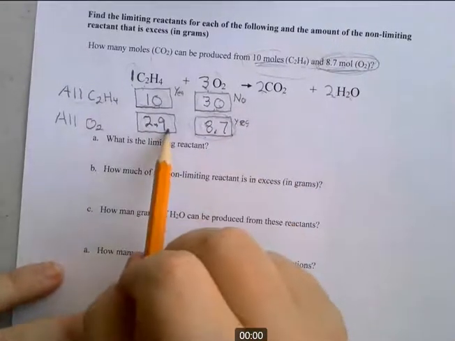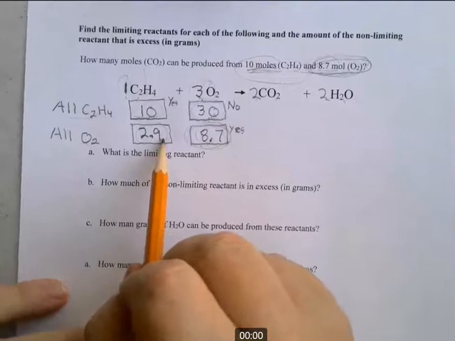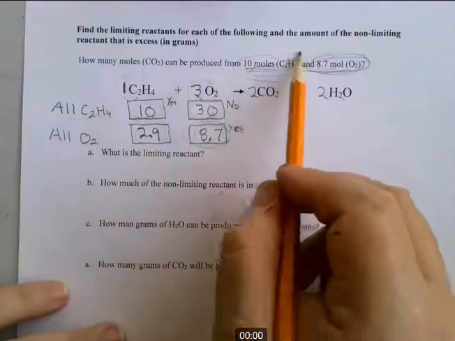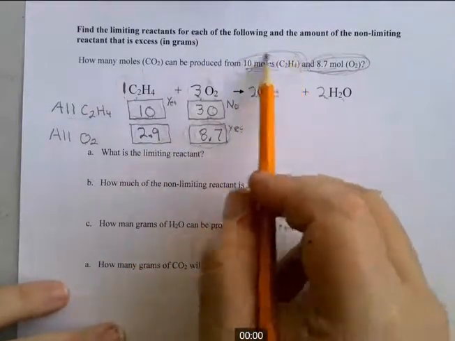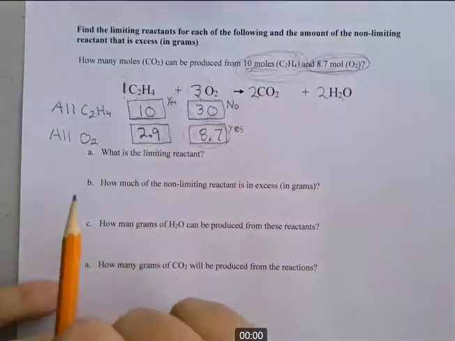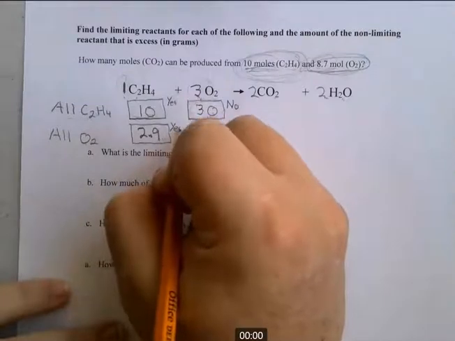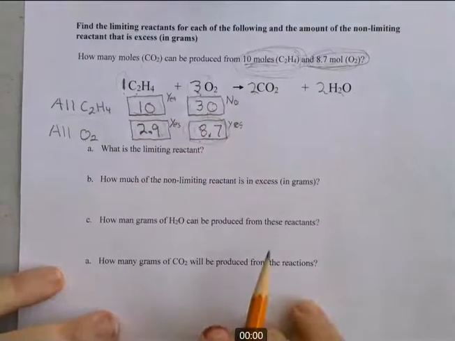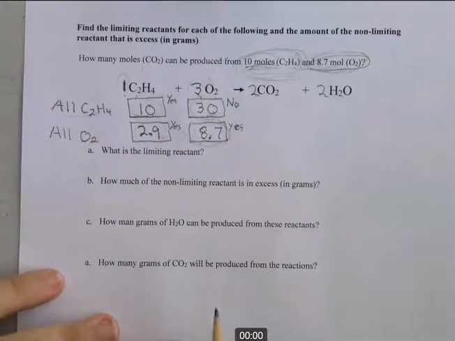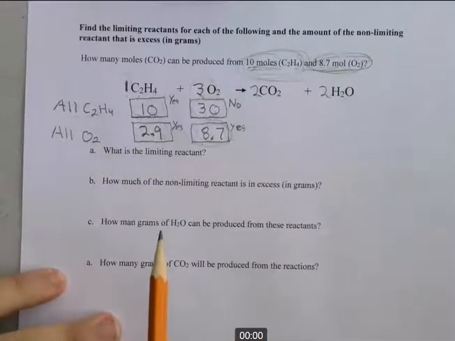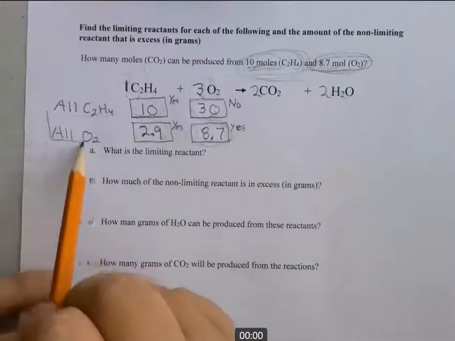And finally, do I have at least 2.9 moles of C2H4? Yes, you were given 10 moles of C2H4, so you have way more than 2.9. So yes, you have at least 2.9 moles. So the reaction that could actually run is the one where you have enough of each of the reactants to make it happen. And that's the one on the bottom.